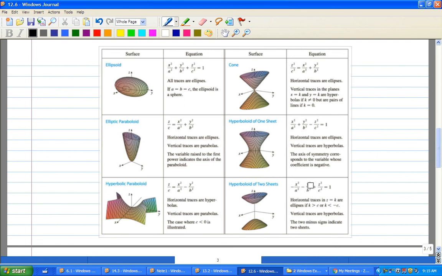Negative x squared over a squared minus y squared over b squared plus z squared over c squared equaling 1. It's the same thing, except this will be a hyperboloid with two sheets rather than one sheet. Horizontal traces in z equals k are ellipses if k is greater than c or less than negative c. The vertical traces are hyperbolas. The two minus signs indicate the two different sheets.